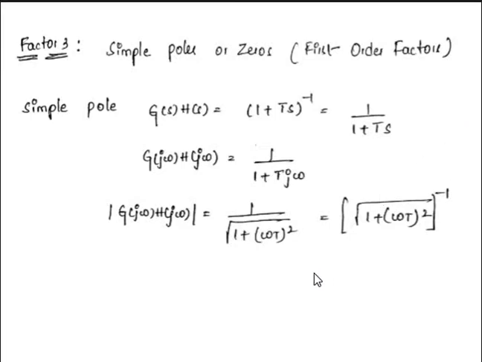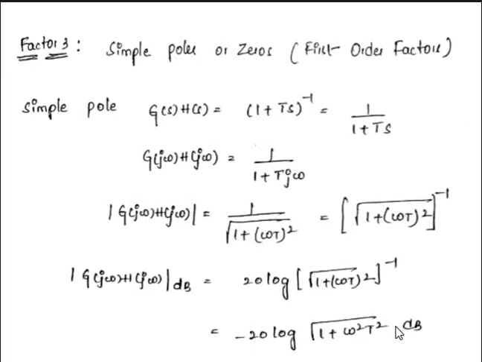First, the phase. This is the equation for the phase. How these equations are derived is not important. Finally, we just need to remember how to draw the magnitude plot, that's all. So I am not explaining this derivation. This is minus 20 log square root of 1 plus omega square T square in dB.